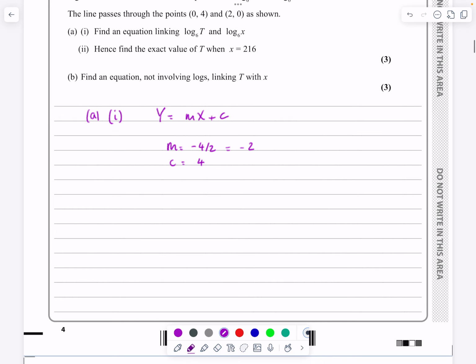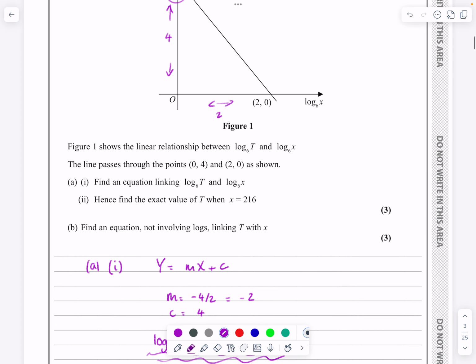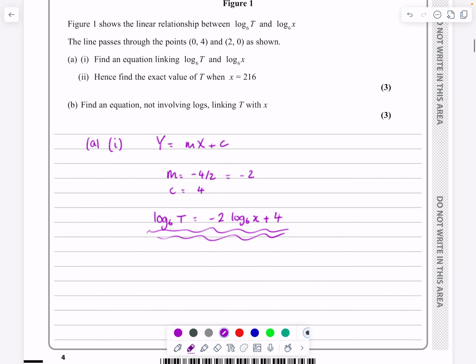So if I want to write this, I'm just going to say log to the base 6 of t is equal to m, which is minus 2 log 6 x, plus 4. So there's the linear equation, represented in terms of the logs from that diagram. Part 2, hence find the exact value of t when x equals 216. Well, that's nice and easy as well.